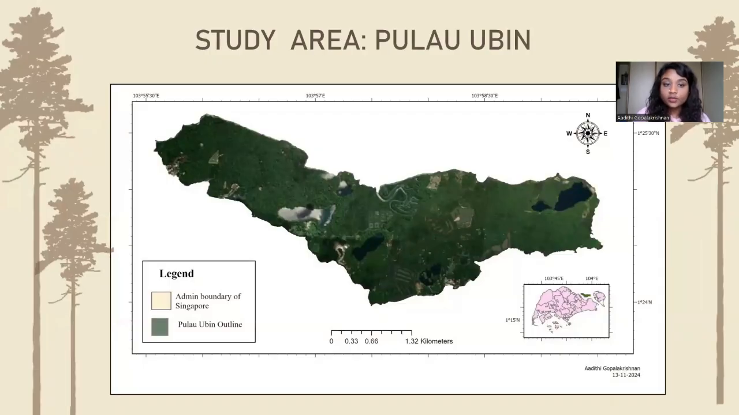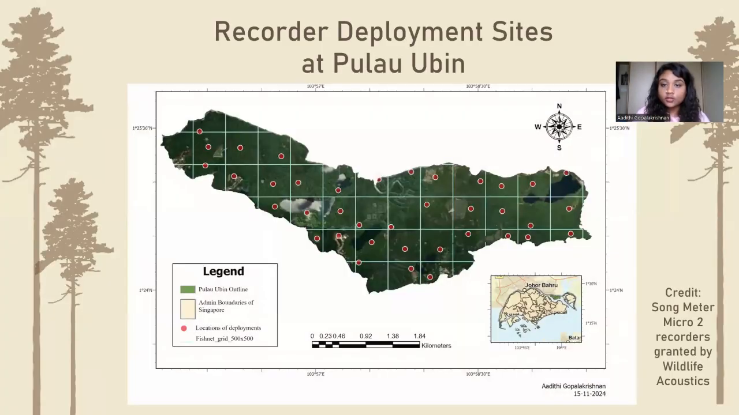So the study area was Pulau Ubin. It's a small island off the northeastern coast of Singapore. It's around 10 kilometers square. And this is speculated to have the highest population of straw-headed bulbuls in the world. So we deployed recorders all across the island in these grids. Each grid was 500 by 500 meters square.